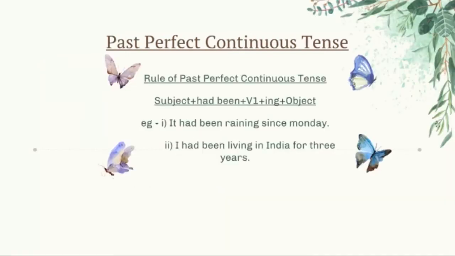Next is, children, past perfect continuous. Rule is here first the subject, then had been plus first form of verb plus ing plus object. It has been raining since Monday. I had been living in India for 3 years. Subject plus had been plus the first form of verb plus ing and the object.